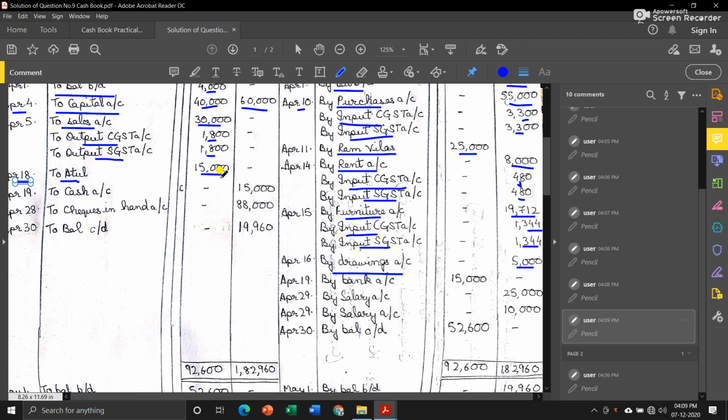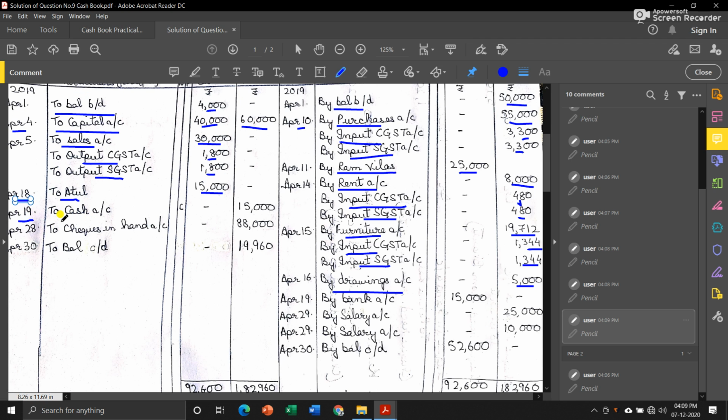Then next, on date 19, since we deposited that 15,000 into the bank, in this transaction both cash and bank are involved, so it is a contra entry. So on April 19, we will enter on the receipt side. We will see who is receiving that amount. Since the bank is the receiver, we will write 15,000 in bank column.